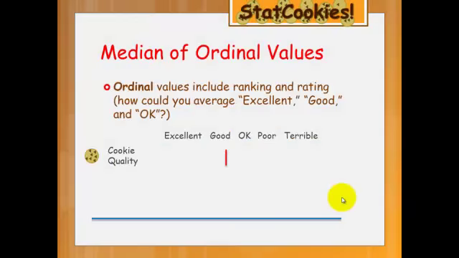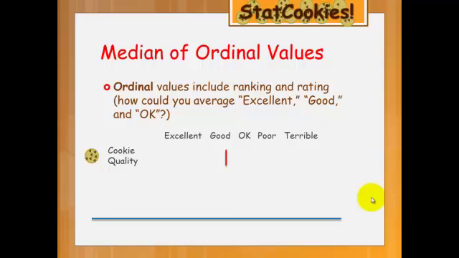Now, we can use the median with numeric values, but it is more common to use it for ordinal values. And these are values, as I said before, that include ranking and rating. And this makes sense when you think about it. How could you average excellent, good, and okay as an example?